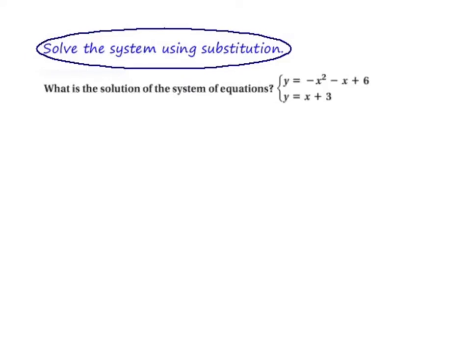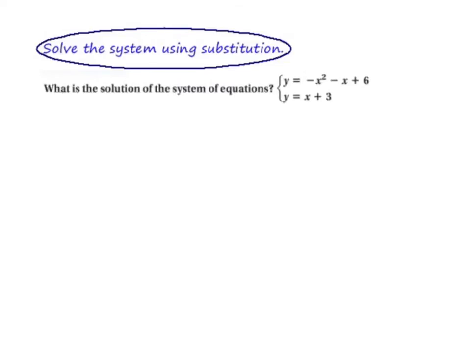Next, we are going to solve using substitution. So it says, what is the solution to the system of equations? y equals negative x squared minus x plus 6, y equals x plus 3. If we're using substitution, that means that we're taking one of our equations, isolating a variable, and then plugging it into the other equation.